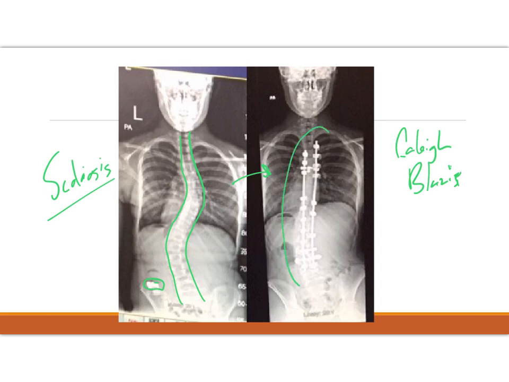our next topic, which will be implantable materials. And so you can see these super dense metal rods that are running the length of the spinal column here.